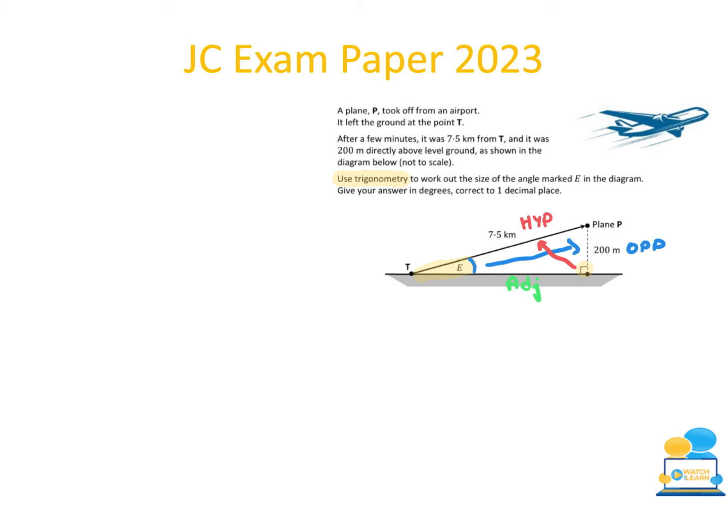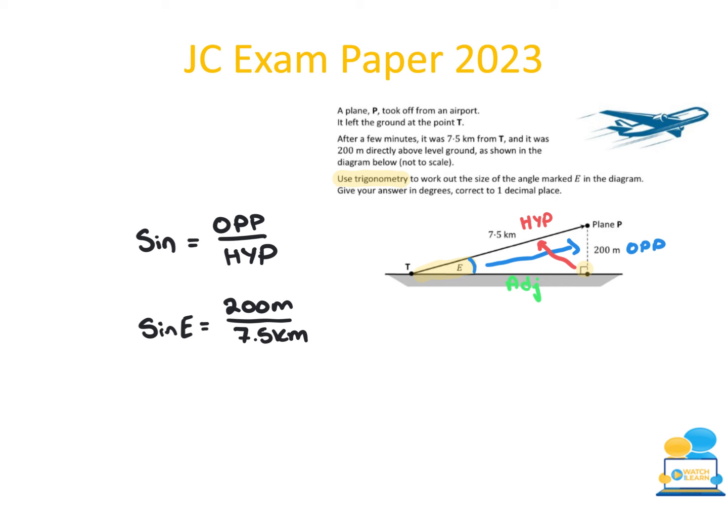So I can see from what I've highlighted there that I know what my opposite side is and I know what my hypotenuse side is in this right angle. And from my formula booklet, I know that the sine ratio uses the ratio opposite over hypotenuse. Therefore, I am going to use the ratio sine to figure out the angle E. So setting up my equation, sine of angle E is equal to my opposite side, which is 200 meters, over my hypotenuse side, which is 7.5 kilometers.